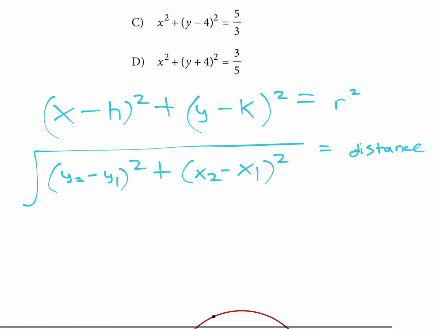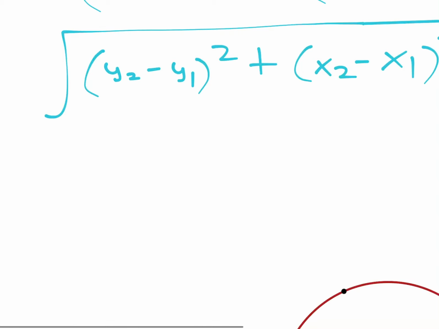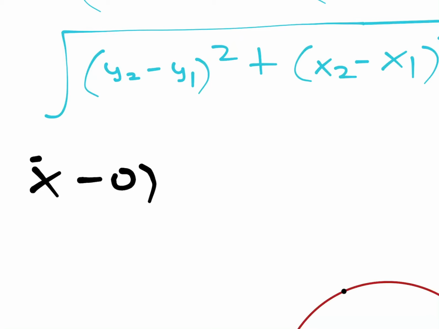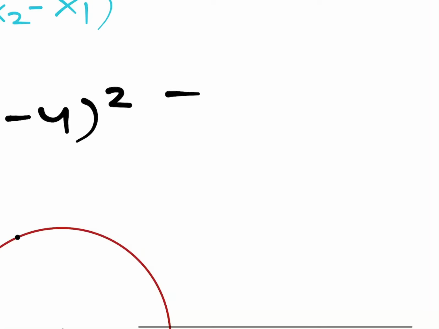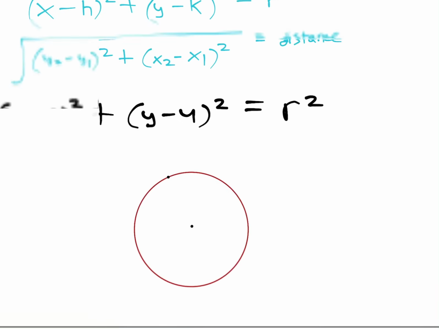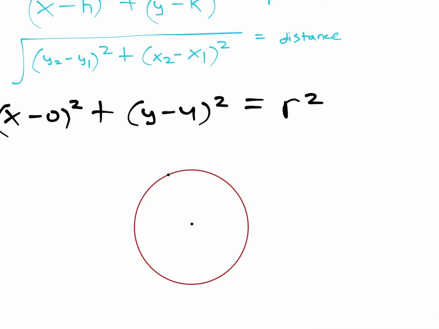which means that if I start writing out the equation for the circle, then I get (x minus 0) squared plus (y minus 4) squared equals r squared. And right now I don't know what r is, so I'm just going to leave it at that for now and then try to figure out r.